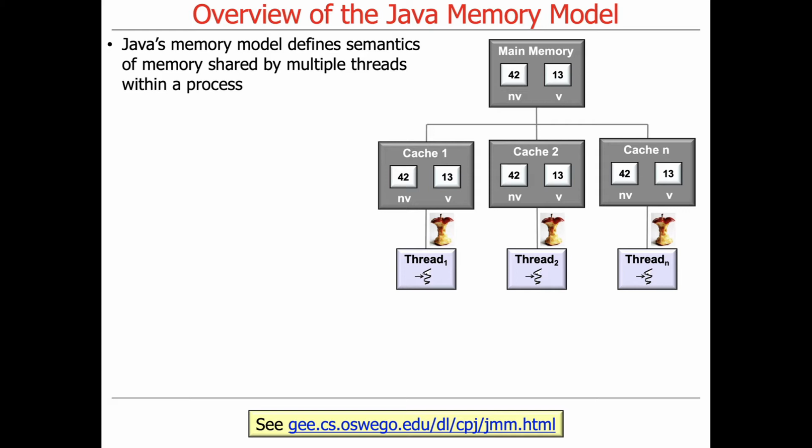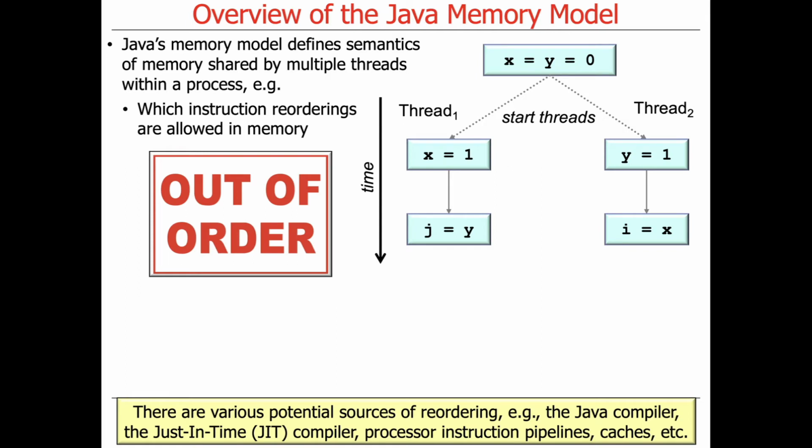Whenever I get flummoxed with incredibly obscure issues in Java concurrency, I give him a call and he sets me straight. So Java's memory model defines the semantics of memory shared by multiple threads within the context of a Java process. And we'll see why this is important. It's very, very important now with modern multi-core processors. So here are some of the things that the memory model defines. It defines what instruction reorderings are allowed in memory.